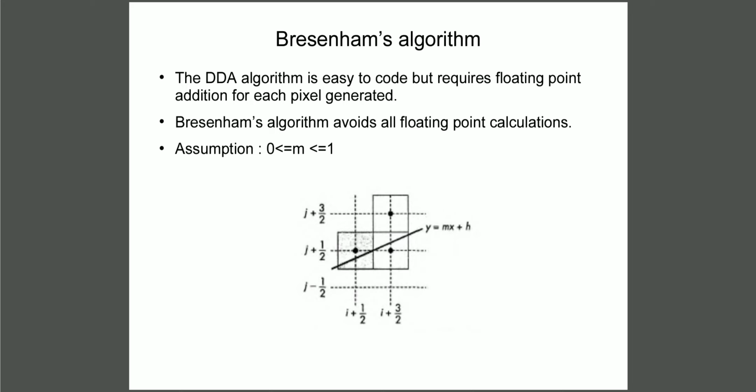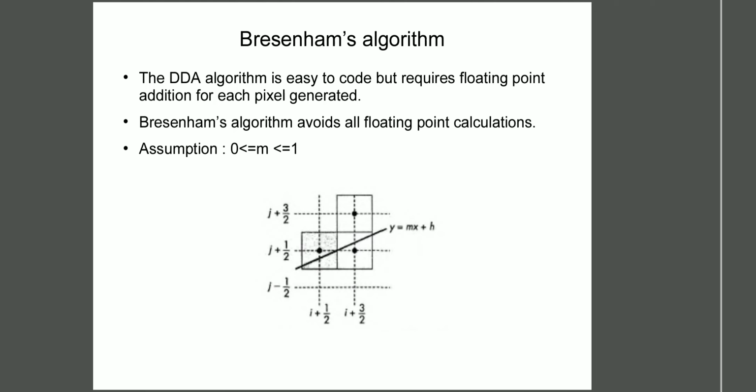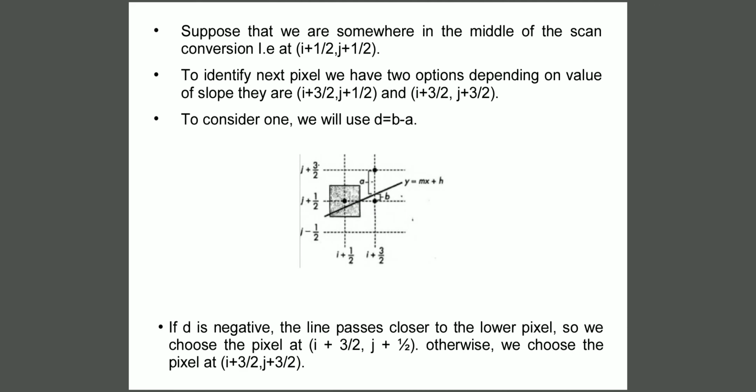Now to decide whether to update (i + 3/2, j + 1/2) as the next pixel, or (i + 3/2, j + 3/2) as the next pixel, we consider a d value. That is what we have written here in this diagram. The d value is defined as d = b - a, where a is the distance from the topmost pixel to the line segment, and b is the distance from the bottommost pixel to the line segment.